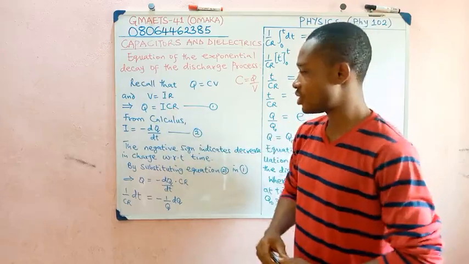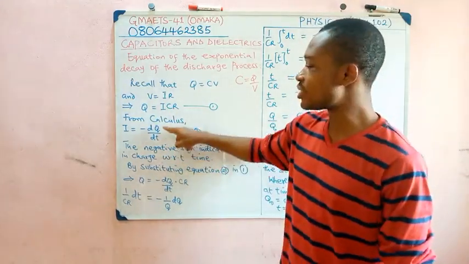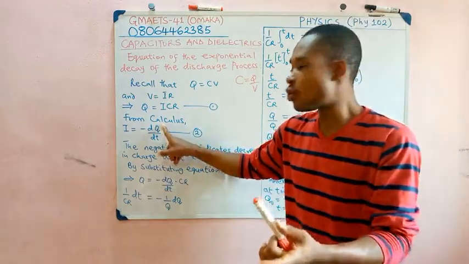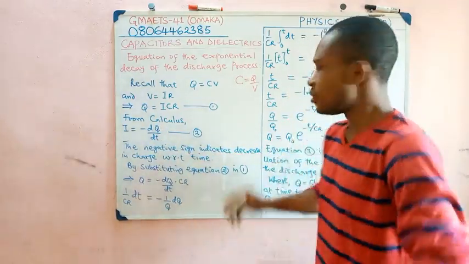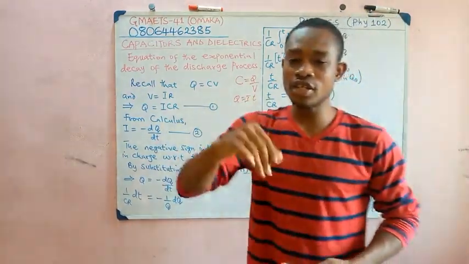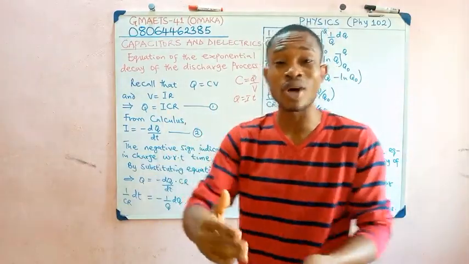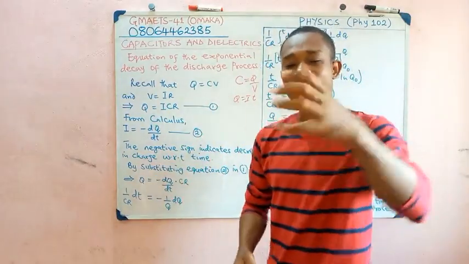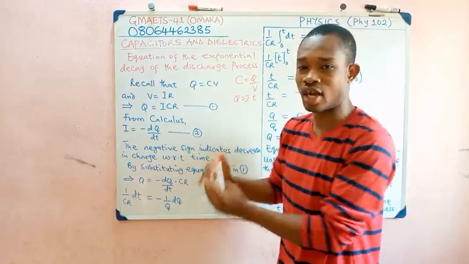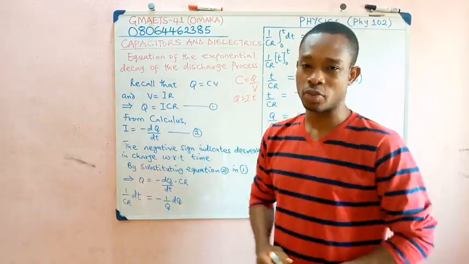Does that make sense? Now, from calculus, we have this equation. That is the rate of change of the charge stored by the capacitor with respect to what? Time. Recall that charge is equal to what? Current times time. During the discharge process, we know that the capacitor loses charge with respect to what? Time. And because the charge is being lost with respect to time, we introduce the negative sign here. So the negative sign actually tells us that the charge stored in the capacitor is decreasing with respect to time.